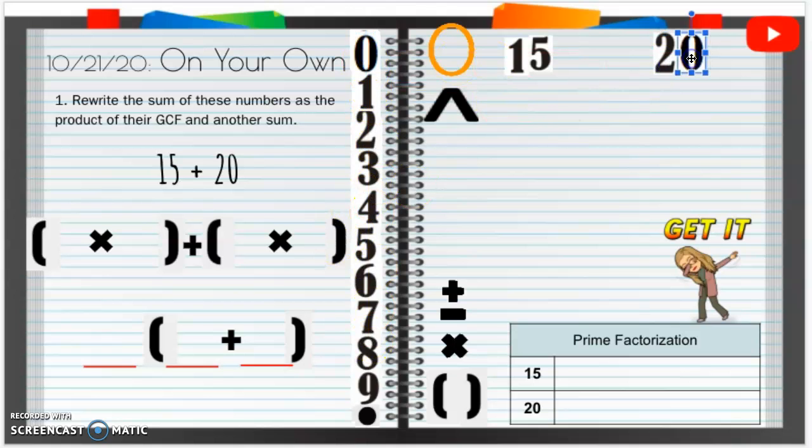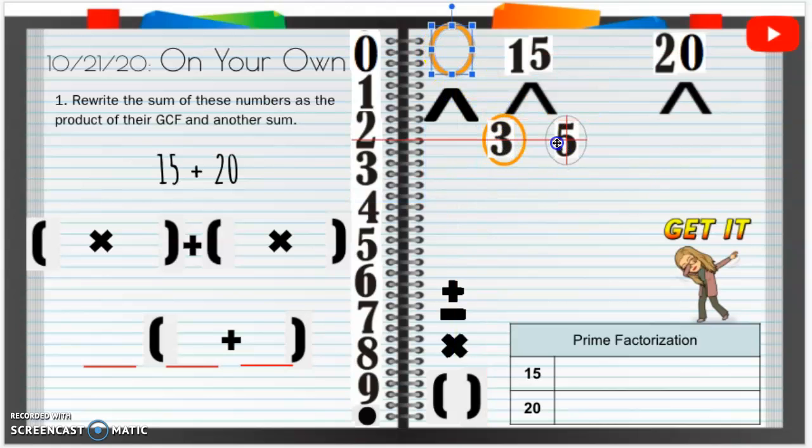All right, now 15, we can break it down. What times what equals 15? Well, I know that 3 times 5 equals 15. Now, is 3 a prime number? It sure is, so I'm going to circle that. Is 5 a prime number? Sure is, I'm going to circle that. So our prime factorization of 15 in order from least to greatest is 3 times 5 because there are no other numbers that we can factor down.